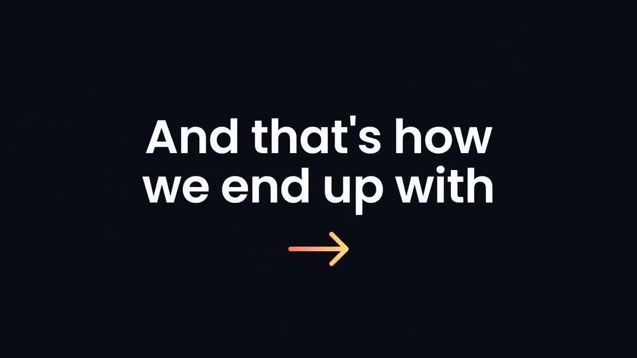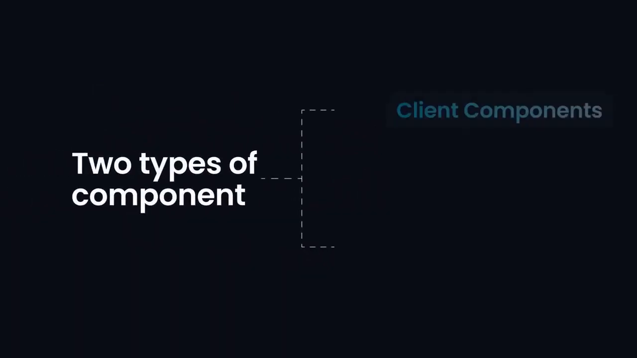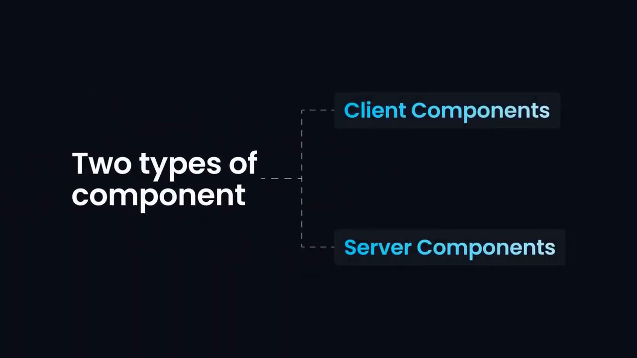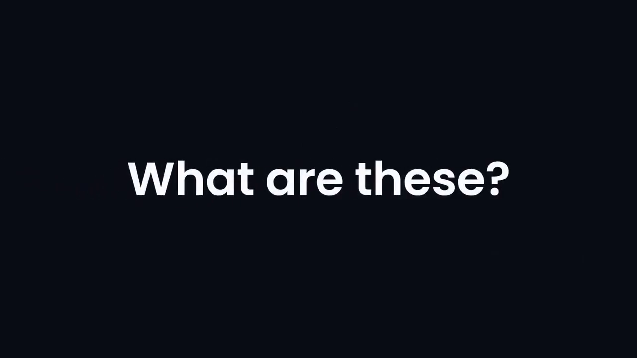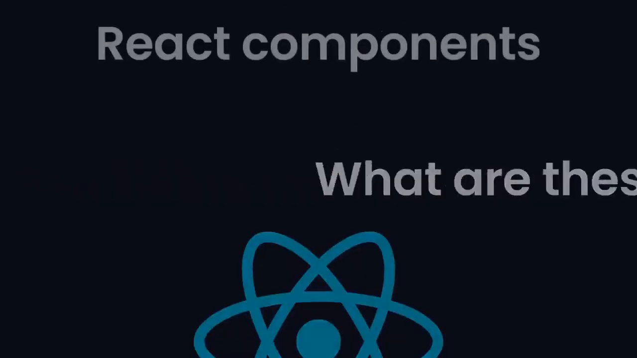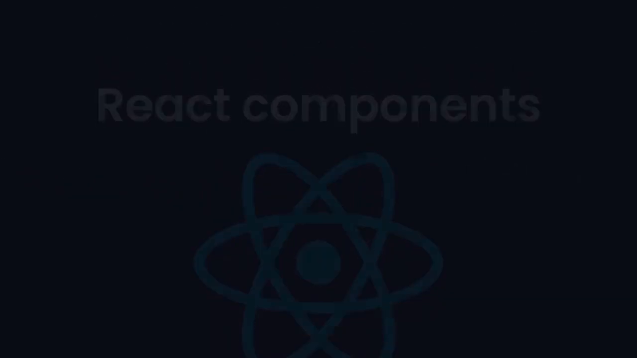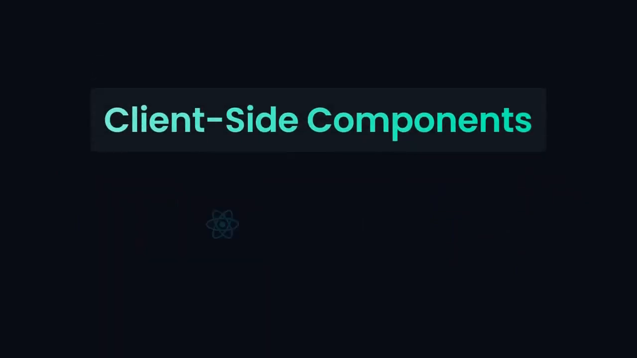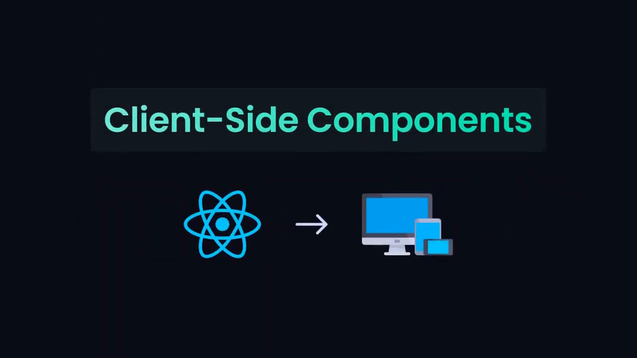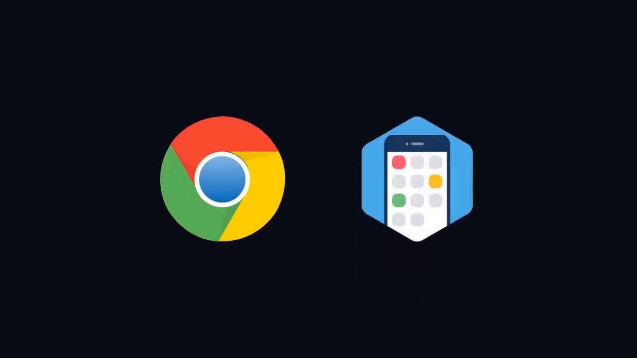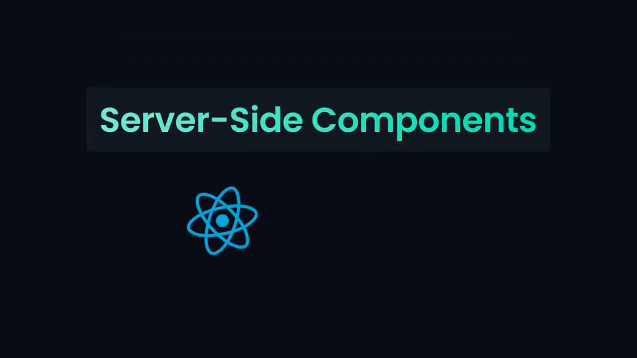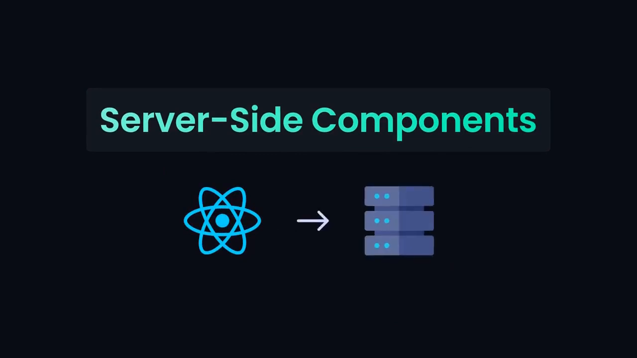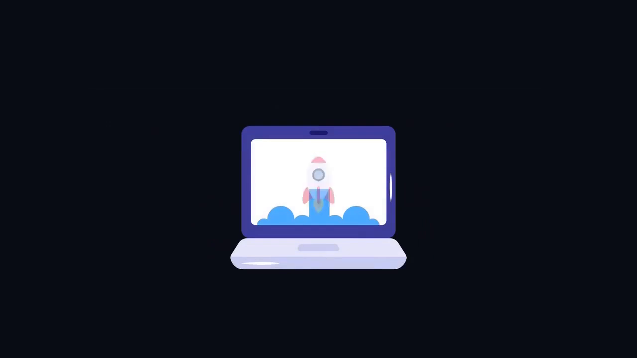And that's how we end up with two types of components: client components and server components. Now, what are these? Simply put, both are React components, but the difference lies in where they are rendered. Client-side components are React components that run or are rendered on the user's device, such as a web browser or a mobile app. And server components are React components that run or are rendered on the server, which is the place where our application is deployed.